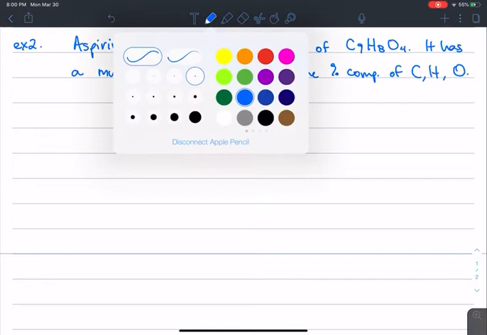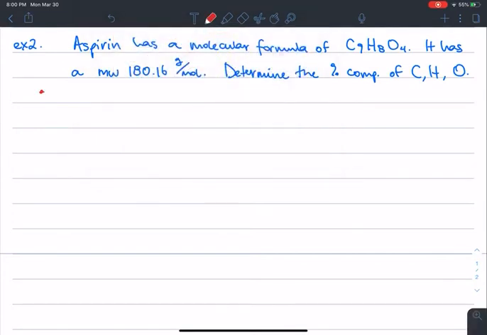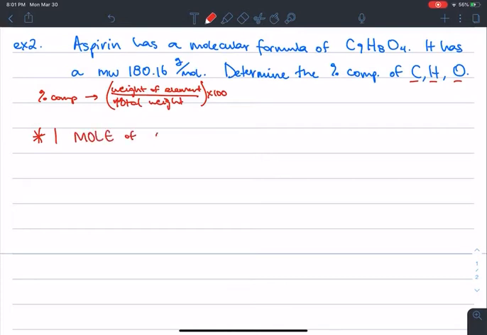Still, as we do for percent compositions, and this is going to seem really redundant at this point, you'll take the weight of the element, divide it by the total weight, and multiply that ratio by 100. But what I hope you see here is that you're not given the weights of any of the elements. We have carbon, hydrogen, and oxygen, so where are those weights? What you have to do here is think that we're dealing with 1 mole of aspirin.